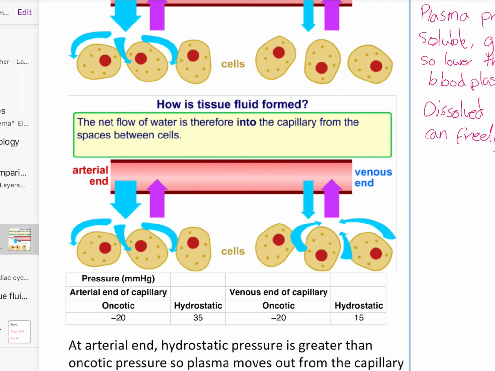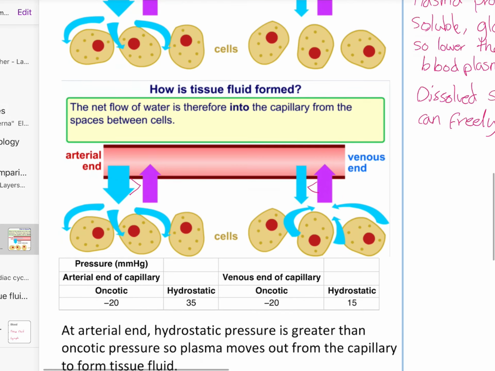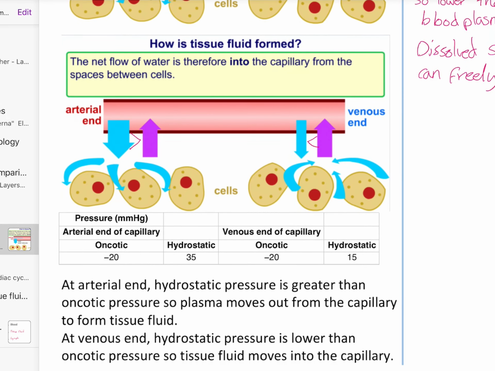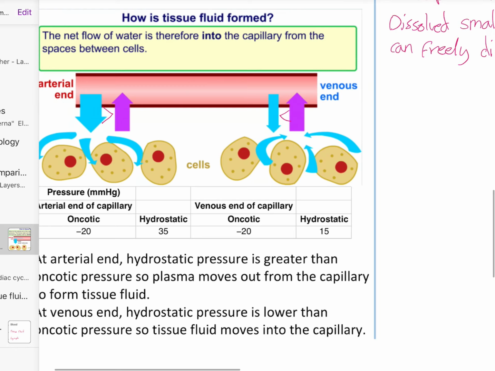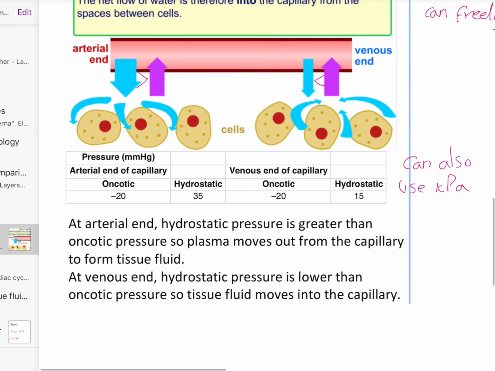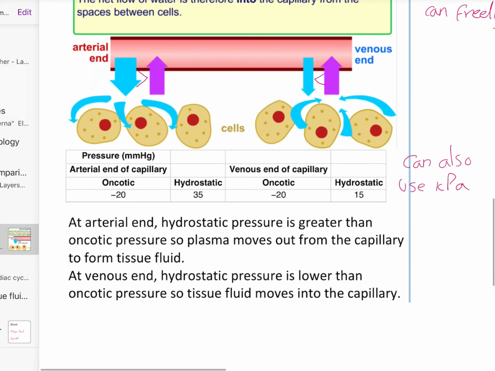What we can see in this data here is that the hydrostatic pressure is much higher at the arterial end compared to the venous end, but that the oncotic pressure is actually the same for both. Now, you can also use kilopascals as a unit for this, as well as a measure of that pressure.